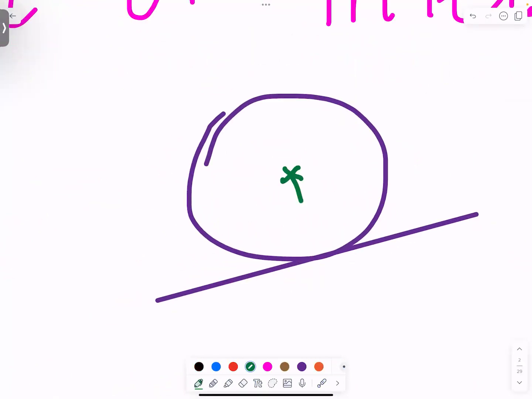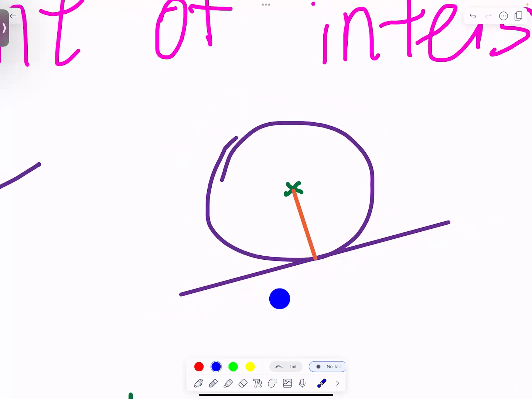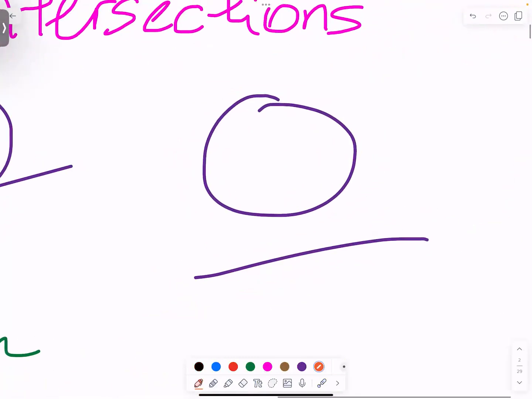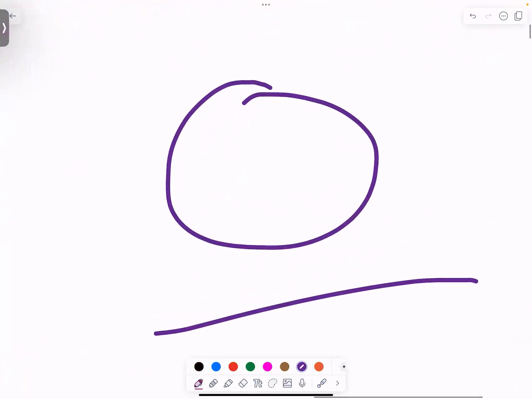Or let's see this one. Center. Oh no, the length is same, the radius is same, the distance is same. If they are the same, that means the line is just touching at 1 point. So the radius and the distance are same. How about this one? Again, you have a center first. This is your radius.